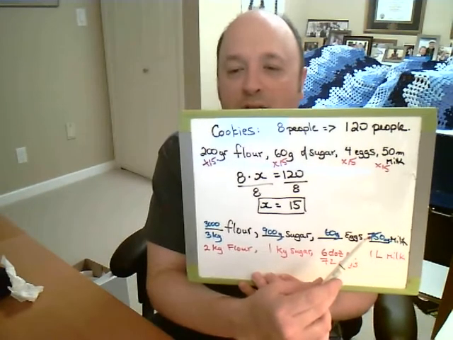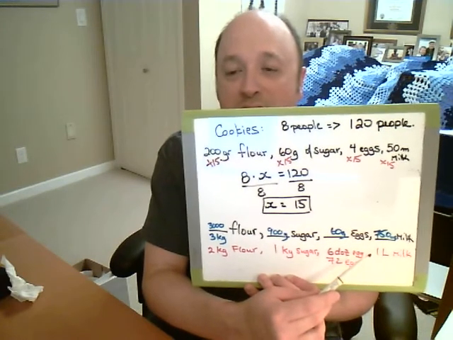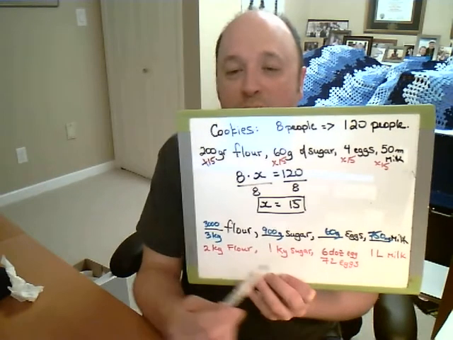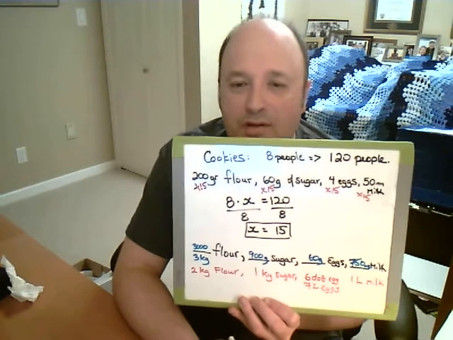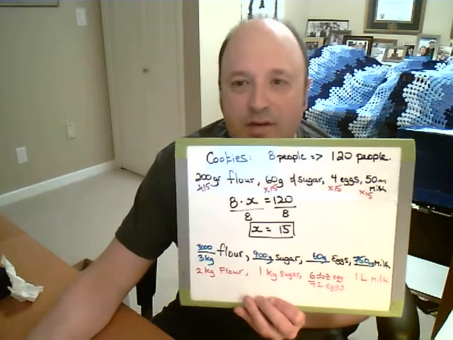And milk, well, I need 750 mils of milk. I got 1 liter or 1,000 milliliters, so I have more than enough milk. So the only thing I need to go buy is flour. And that's the last page of your booklet, is sorting these sorts of details out, figuring out how much you need to buy and that sort of stuff.